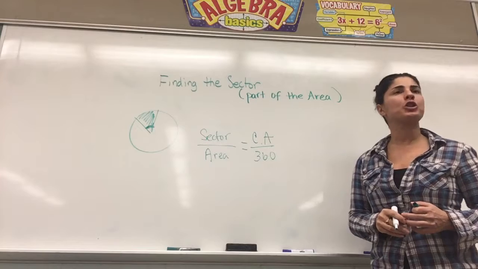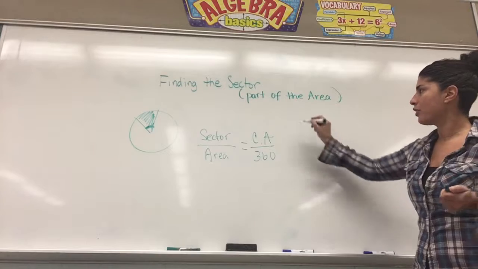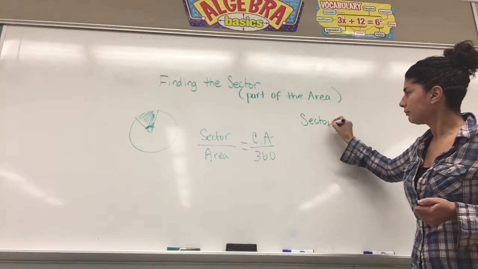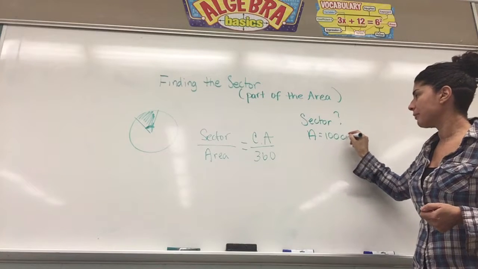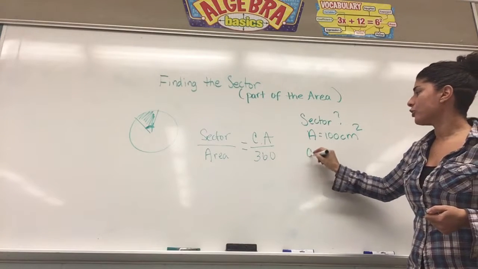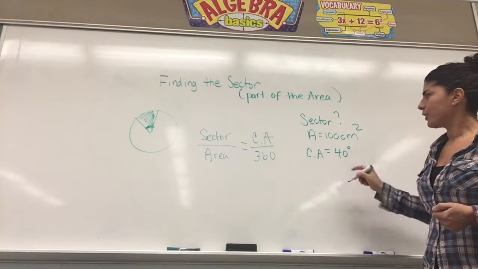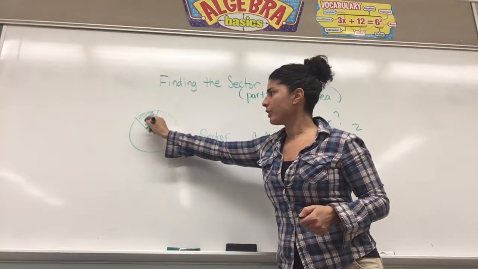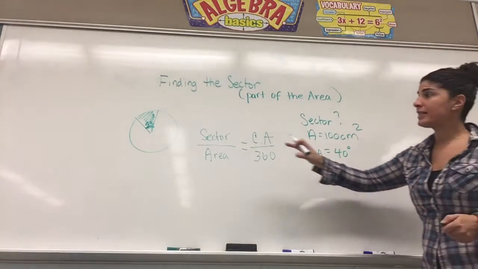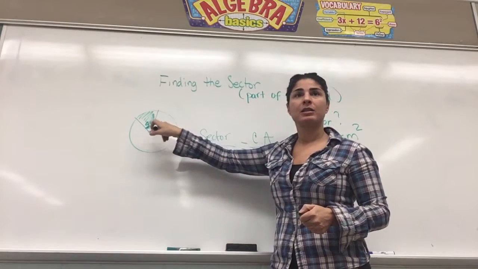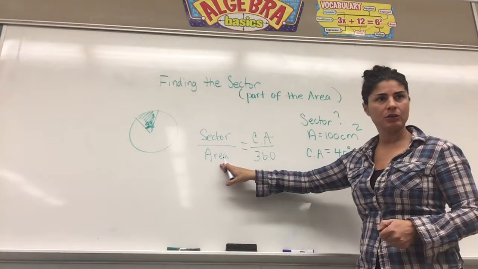So what could the question look like? It could be very basic, where I say, hey guys, find the sector, if you know that the area is 100 centimeters squared, and the central angle that I'm looking for is 40 degrees. So it looks a bit like this. Pretend this was 40 degrees, and I'm asking you, what is the area of this little piece? Well, first we're going to find the area of the whole thing, which they happen to give us, so it's easy.